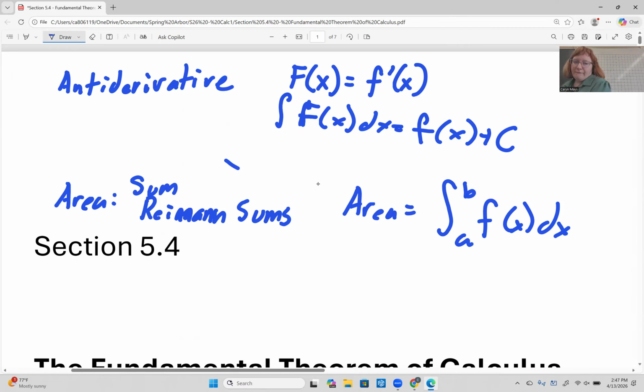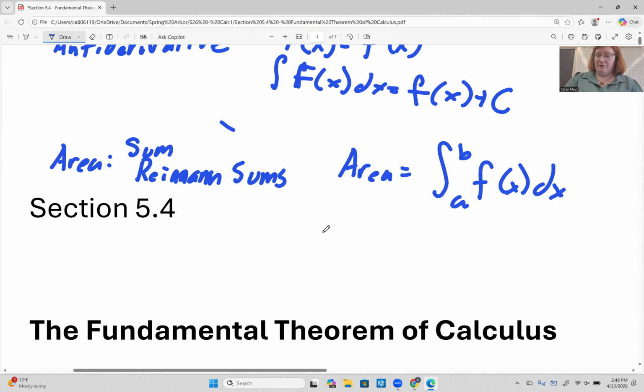Section 5.4 takes those two things and says the antiderivative is also the thing that's finding this area. While these were referring to different quote unquote ideas of the antiderivative meaning undo the derivative, and the area saying find the area under the curve, they are referring to the same work essentially.